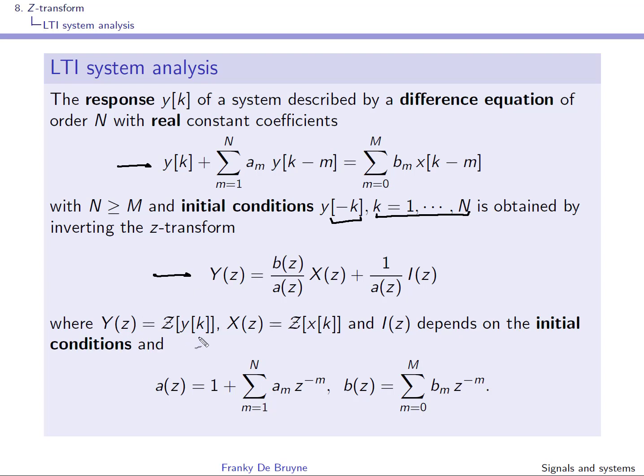So here Y(z) is the z transform of the output, X(z) is the z transform of the input, I(z) depends on the initial conditions, and the polynomials A and B are given over here. It's quite easy to obtain this, because if you take the z transform of this, you have z^-m Y(z), and then you'll have the influence of the initial conditions. Okay, so this is how you obtain, for instance, the polynomial A(z).